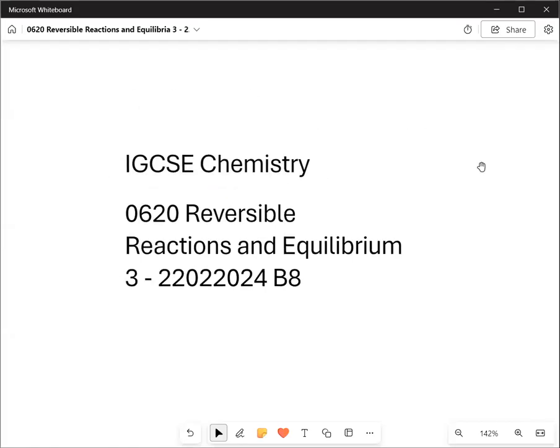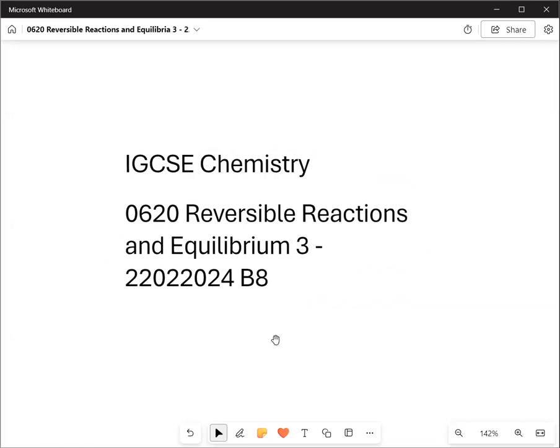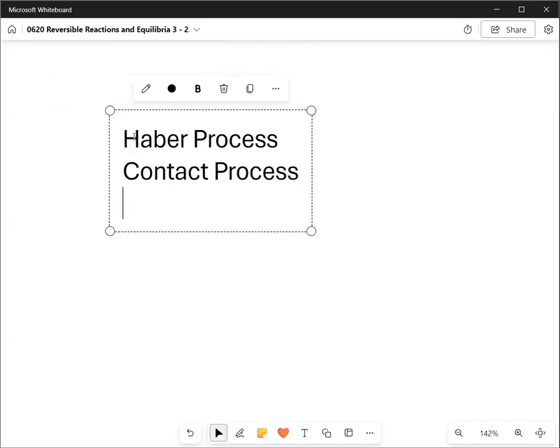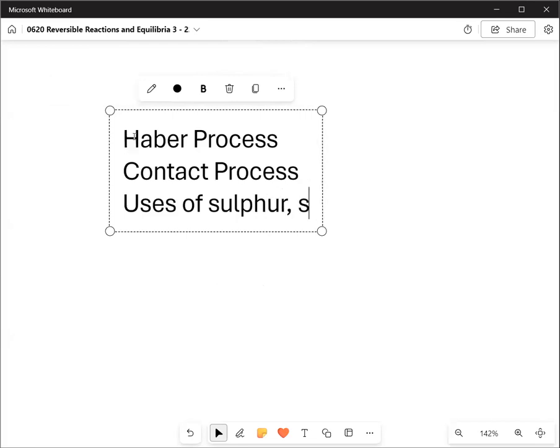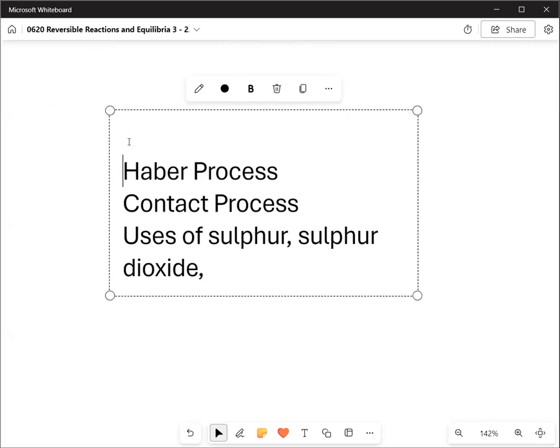We're studying IGCSE chemistry and we're starting reversible reactions and equilibrium C. In this class, we'll be looking at these three concepts: Haber process, contact process, uses of sulfur dioxide. That's the agenda.